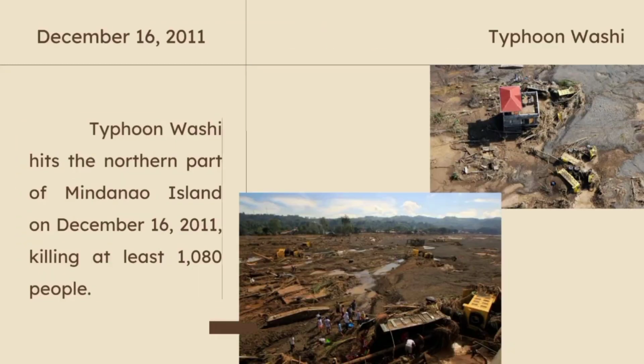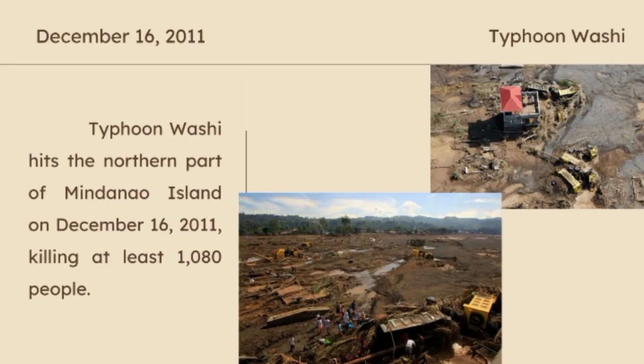Next is Typhoon Washi. Typhoon Washi hit the northern part of Mindanao Island on December 16, 2011, killing at least 1,080 people. Severe Tropical Storm Washi, known in the Philippines as Tropical Storm Sendong, was a late-season tropical cyclone that caused around 1,200 to 1,500 deaths and catastrophic damage in the Philippines in late 2011. Washi made landfall over Mindanao, a major region in the Philippines, on December 16.